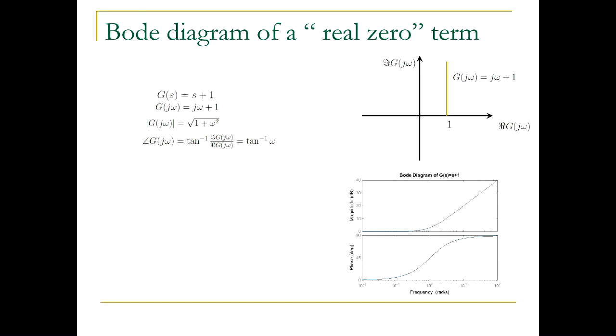Note, as we increase omega, that point goes to infinity, and then we get close to 90 degrees. Because as we're traveling on the frequency response, this line goes like this, and the phase is starting to approach 90 degrees as omega goes to infinity.